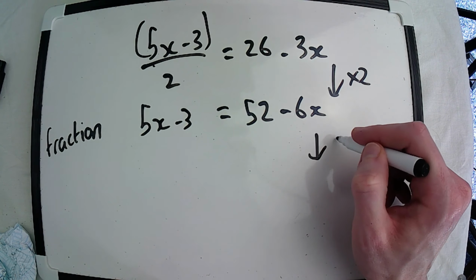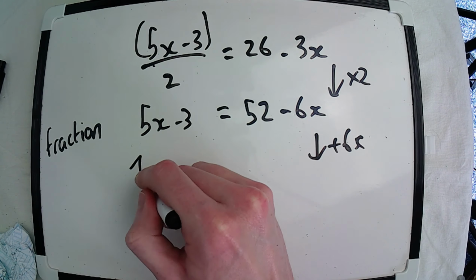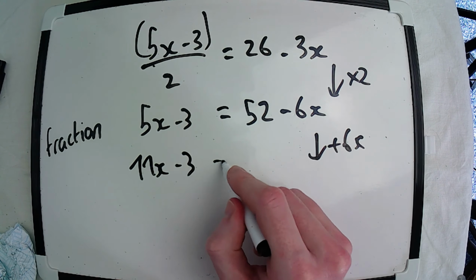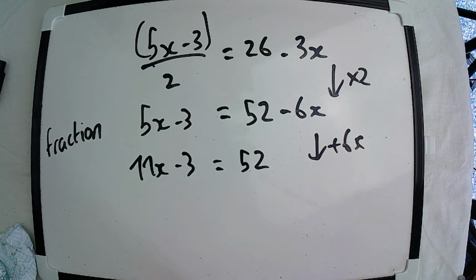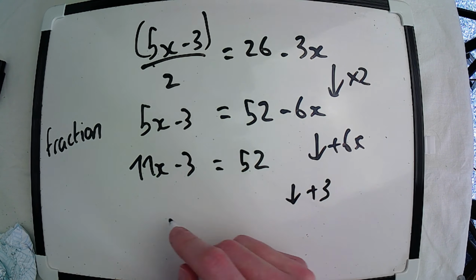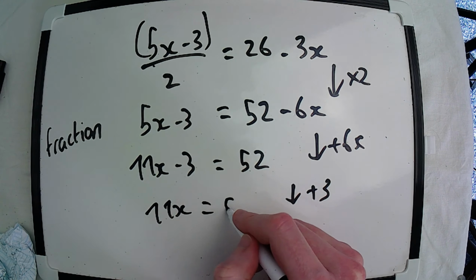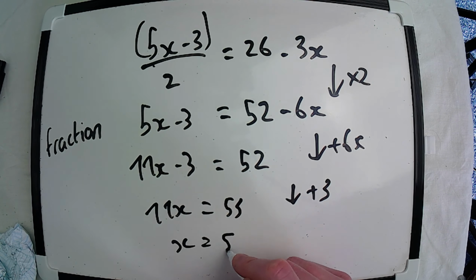And then we're dead easy. I will add 6x. 11x minus 3 equals 52. Then I will add 3. 11x equals 55. x equals 5.